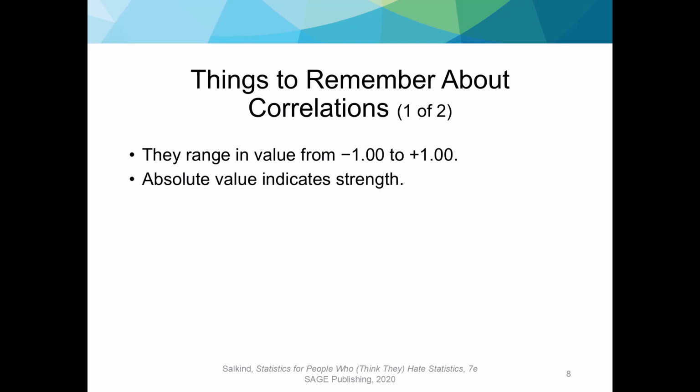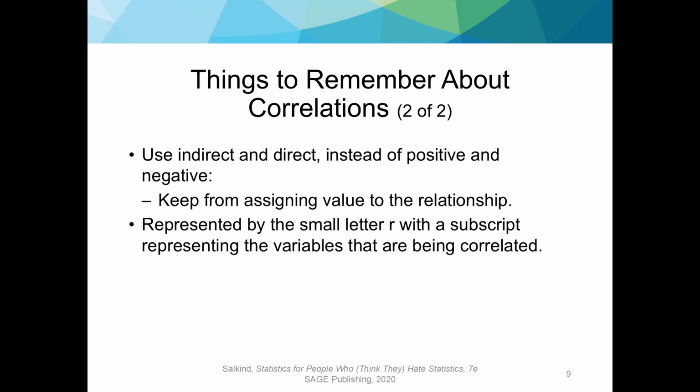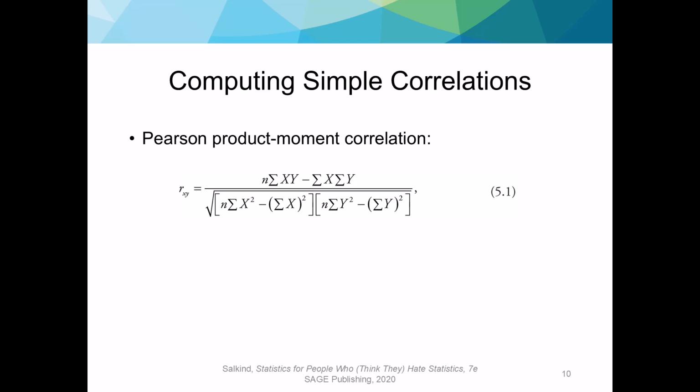It's often better to use the terms direct and indirect instead of positive and negative. This helps keep you from assigning a value judgment like saying one is good or bad. Finally, correlations are represented by the small letter r with a subscript to show which variables are being correlated, like r, x, y. This is the formula for computing the Pearson product moment correlation.